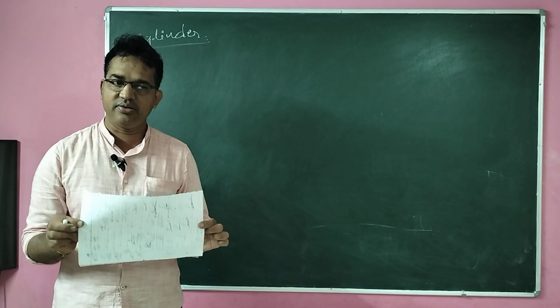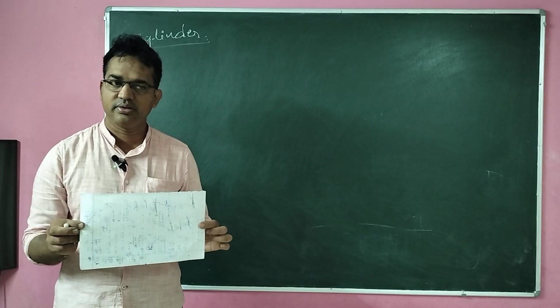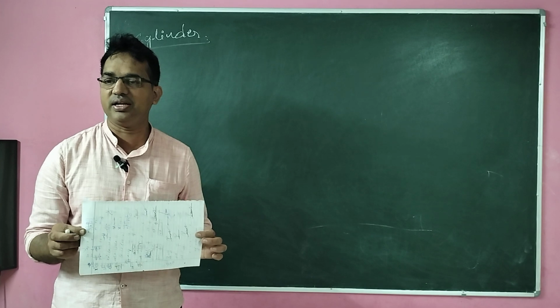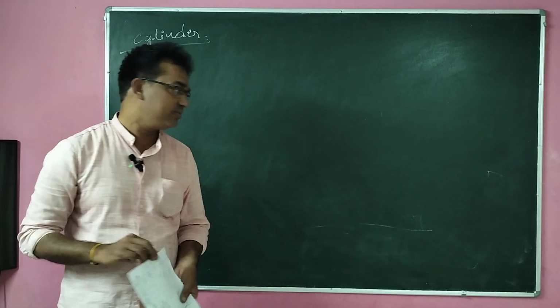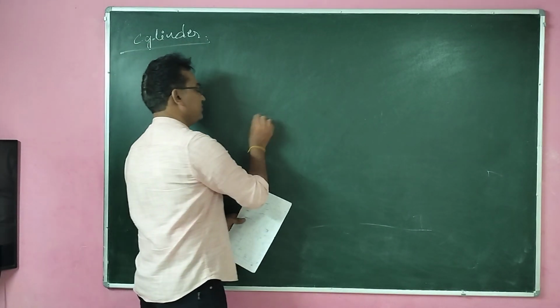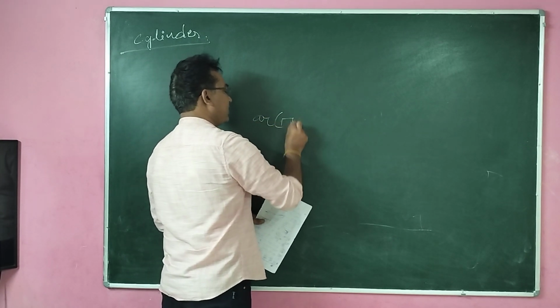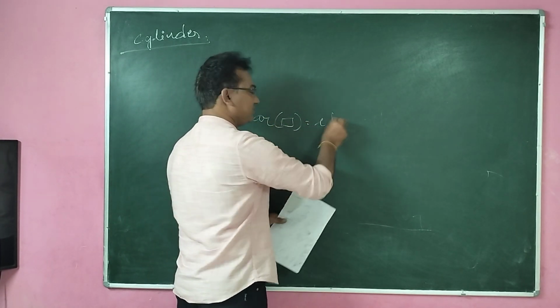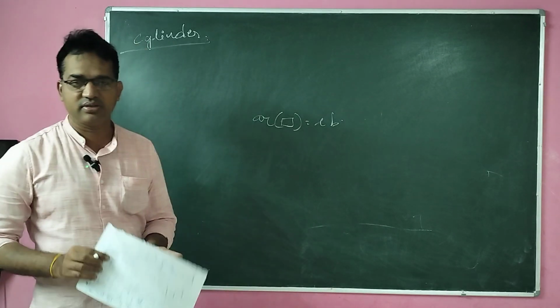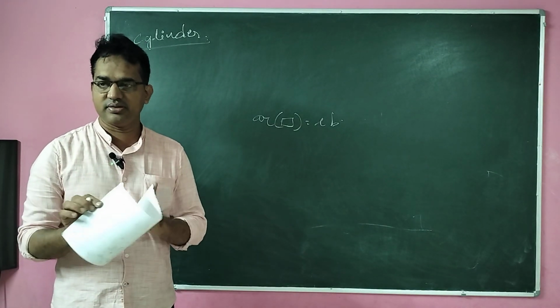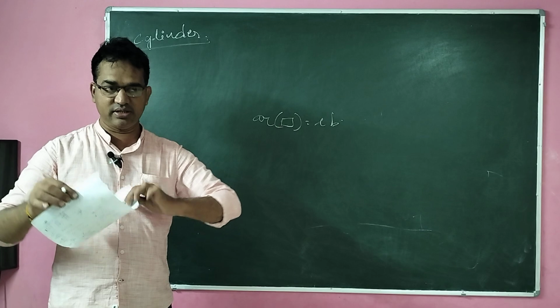The area of rectangle. The area of rectangle formula: area of rectangle equals length into breadth. Length into breadth. So I am going to fold it forward like this.